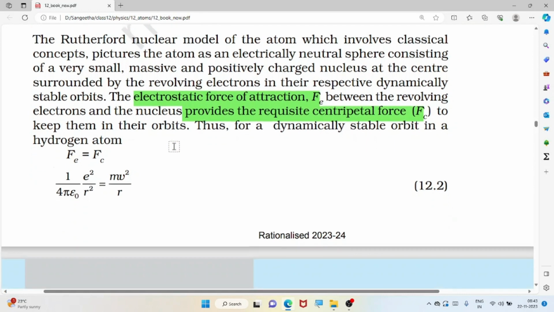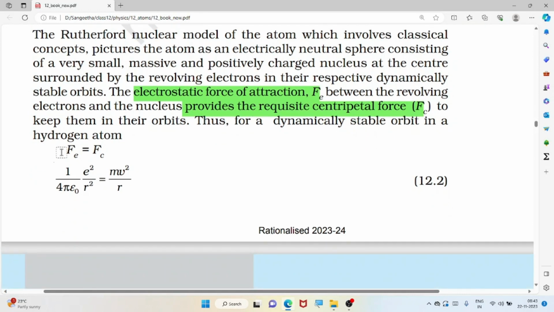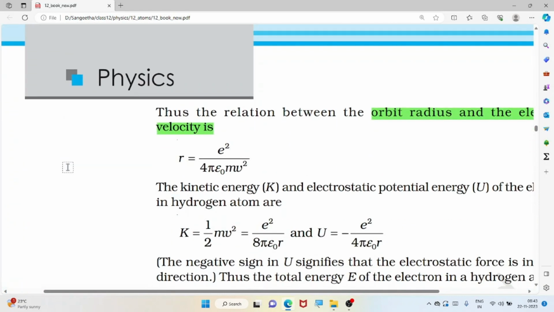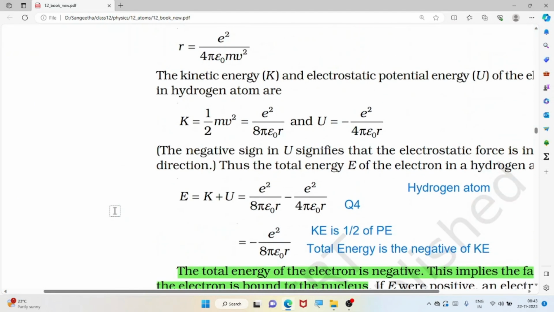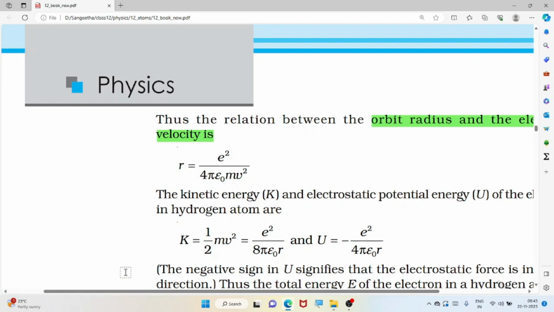Electron orbits: the electrostatic force Fe and the centrifugal force Fc. This is the centrifugal force, this is the electrostatic force. This is the relation between the orbit and its velocity.